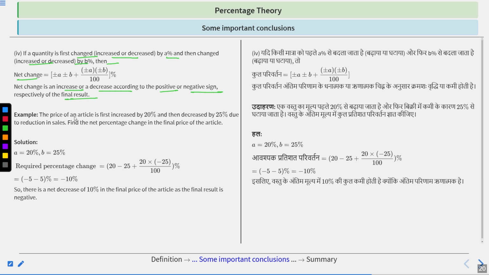For example, the price of an article is first increased by 20% and then decreased by 25% due to reduction in sales. Find the net percentage change in the final price of the article. So, a is 20%, b is 25%. For the required percentage change, a is increased, b is decreased, so we will take minus and we use 20 minus 25 minus 20 into 25 upon 100. When you solve it, you get minus 10%. What does minus mean? The minus sign just represents the decreasing value. So there is a net decrease of 10% in the final price of the article as the final result is negative. Okay.